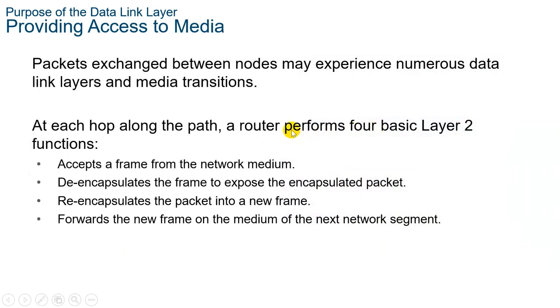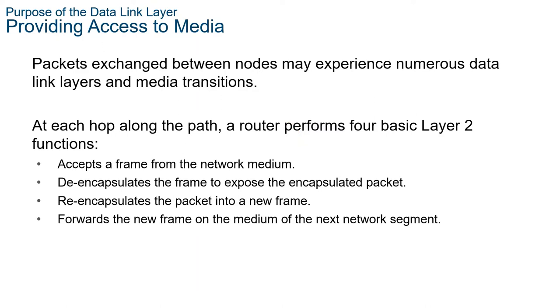Okay, so providing access to media. Each network environment that packets encounter as they travel from local host to remote host can have different characteristics. For example, an Ethernet LAN usually consists of many hosts contending for access on the medium. So the MAC sublayer resolves this. With serial links, the access method may only consist of a direct connection between only two devices, usually two routers, for instance. Therefore, they do not require the techniques employed by the IEEE 802 MAC sublayer.